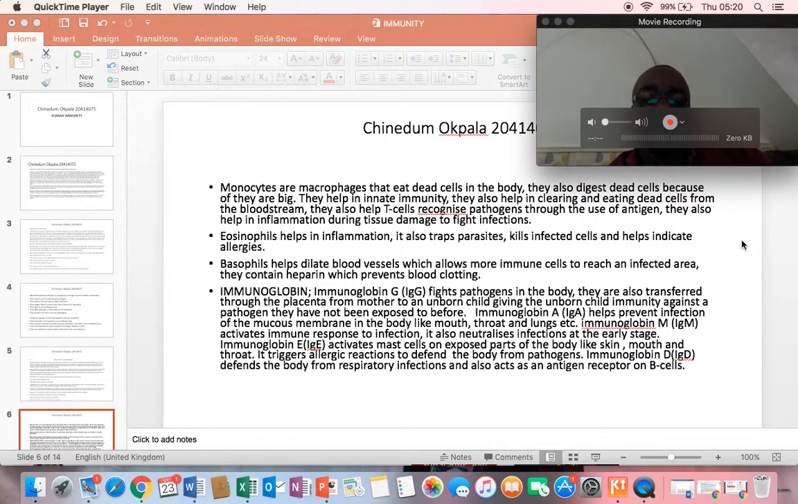Immunoglobulin E activates mast cells on exposed parts of the body, like skin, mouth, and throat. It triggers allergic reactions to defend the body from pathogens.